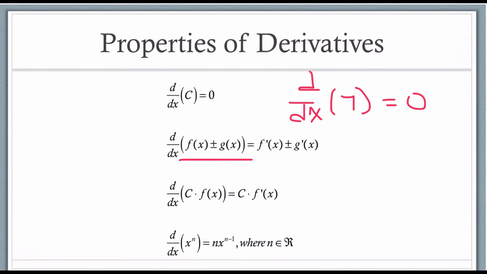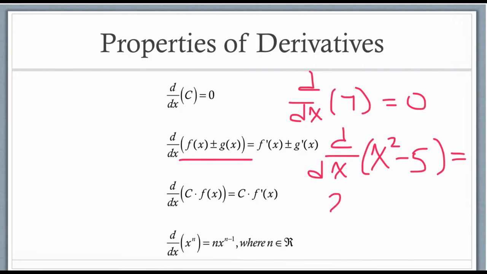If I have the sum or difference of multiple functions, I just take the derivative of each one of those functions. So if I have something like x squared minus 5, I'm going to take the derivative of x squared, which is 2x, and then take the derivative of negative 5, which is 0.